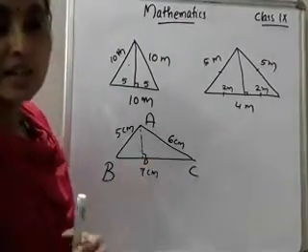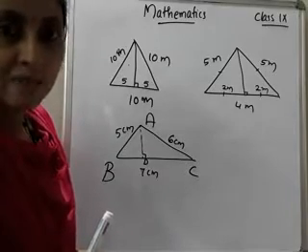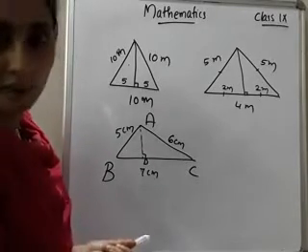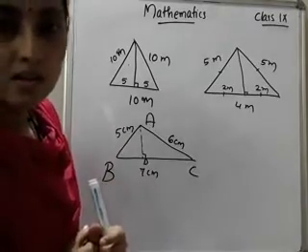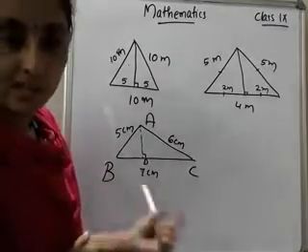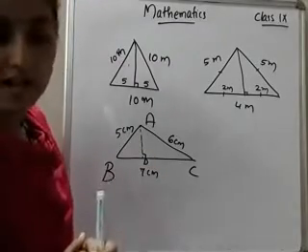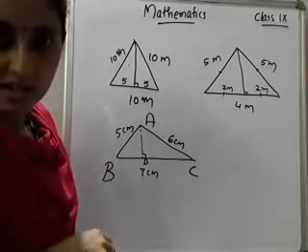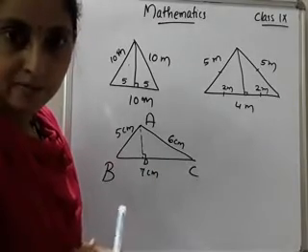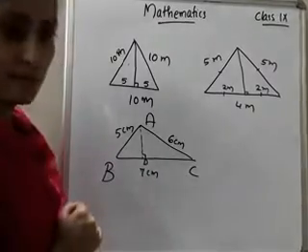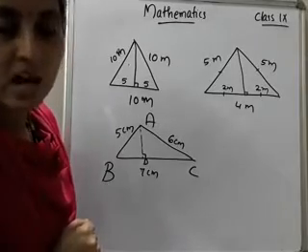Okay, that is introduced by the scientist Heron. That scientist introduced the area of the triangle having 3 sides. Hope you understood. So, we will move to the formula, that is Heron's formula.